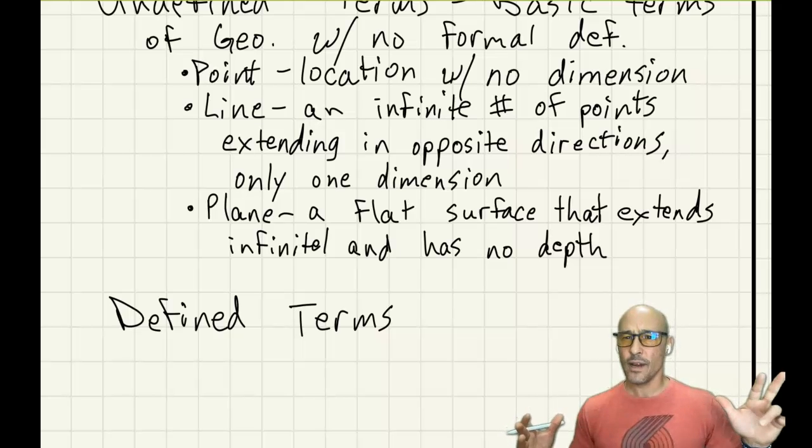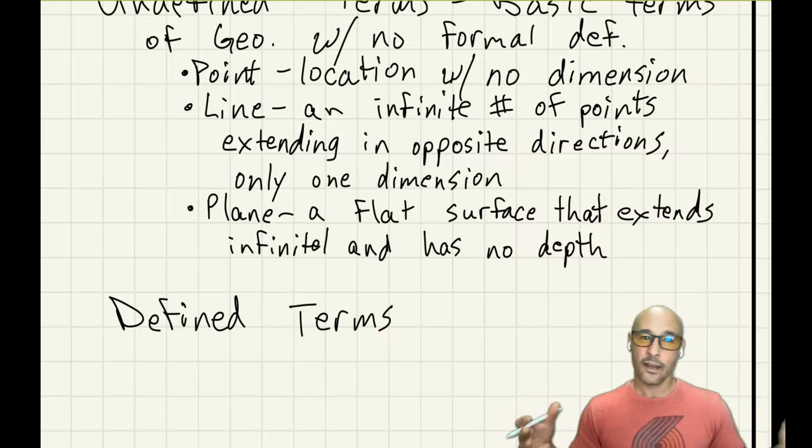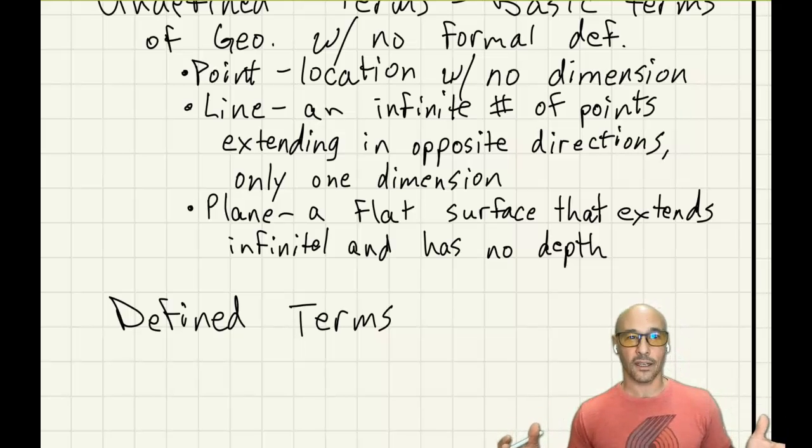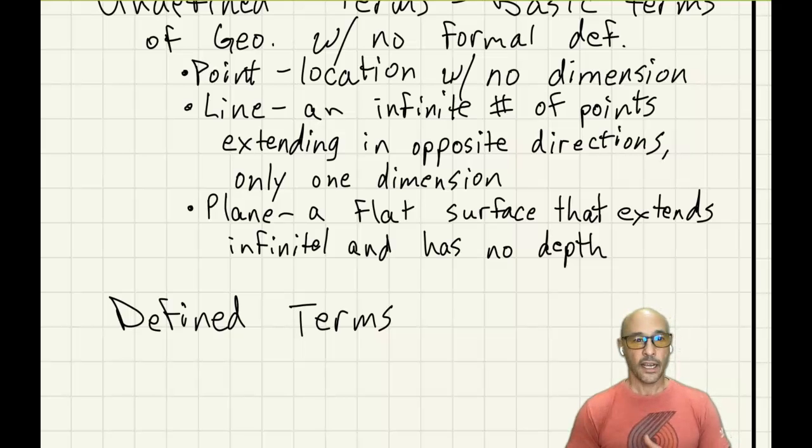All of these three terms exist in the world of geometry, not in our physical world. There is no line in our physical world. It couldn't be, because it only has one dimension. Things in our physical world have three dimensions. All right. Any questions so far about those three terms?